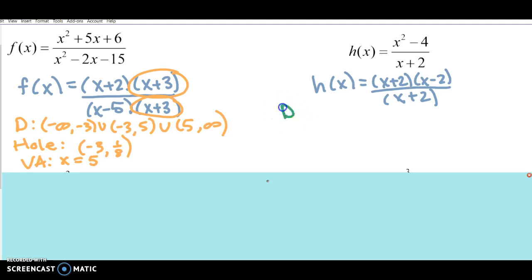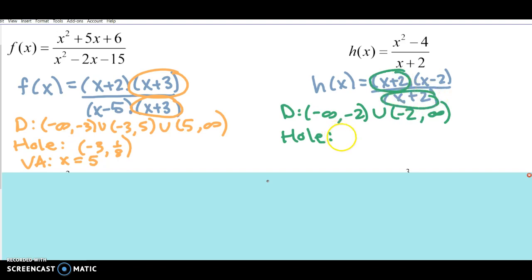So domain here is everything except for -2. Let's see if we have any holes. Do we have any factors that cancel out? We do. So that's going to be at -2, comma. Now to find our y value, we plug our x value into what's remaining of my function. I get -2 minus 2, which is -4. Vertical asymptote: the only thing in my denominator has already canceled out as part of my hole, so we don't have any here.